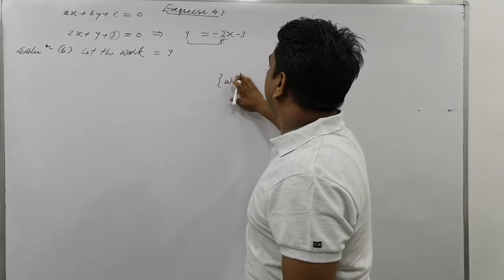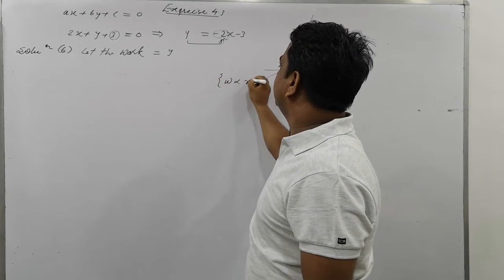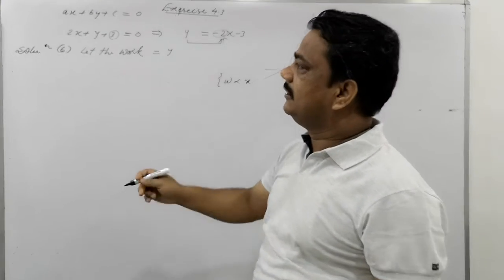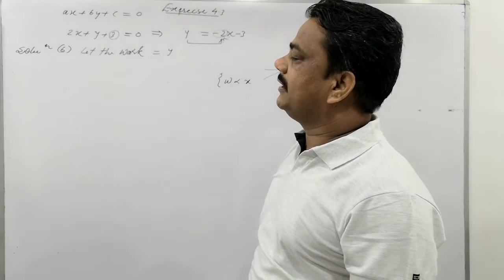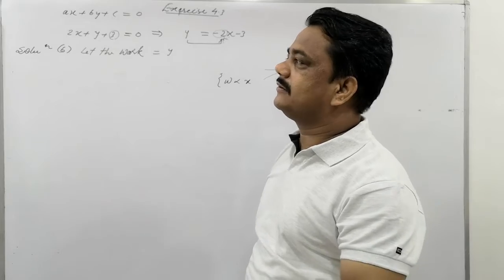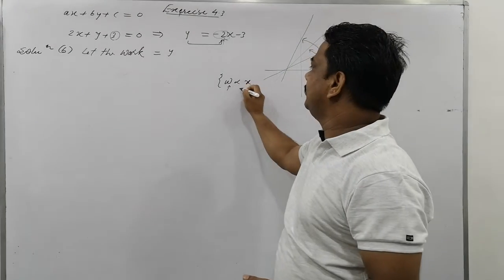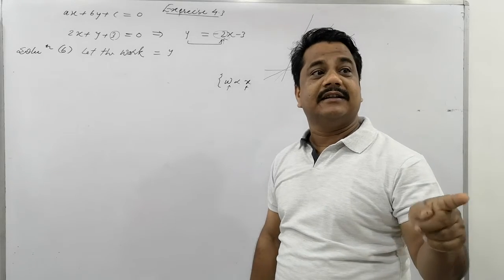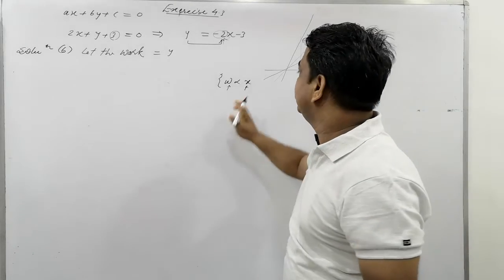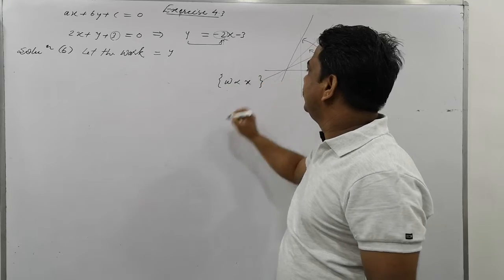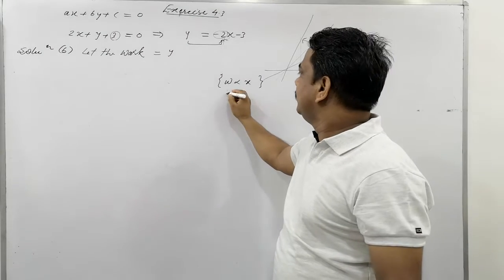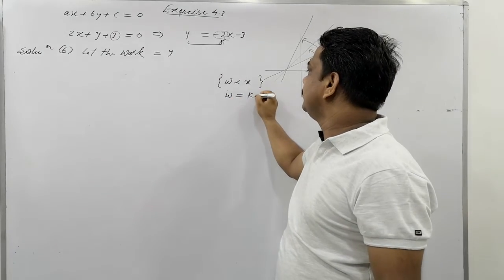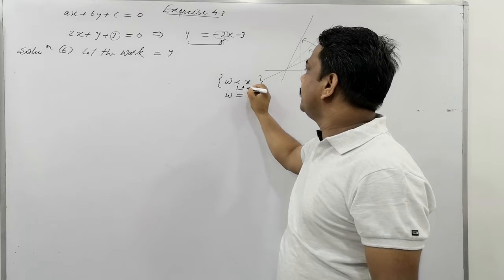W is proportional to displacement. Is this what it is saying here? Work done by a body on application of constant force is directly proportional to the distance. This is W and this is X. W proportional to X. Is that clear? W proportional to X. We can understand it here. Is that clear now? Now further, W is equal to Kx. This is a proportional sign.